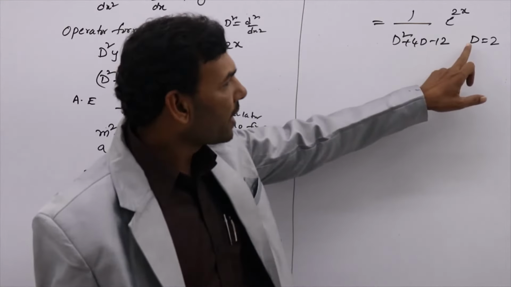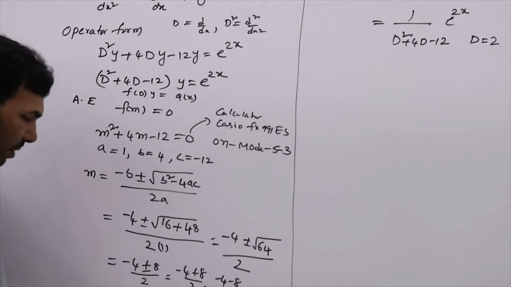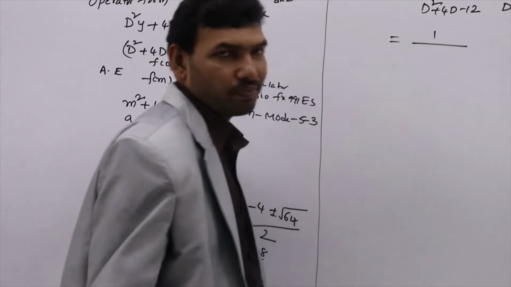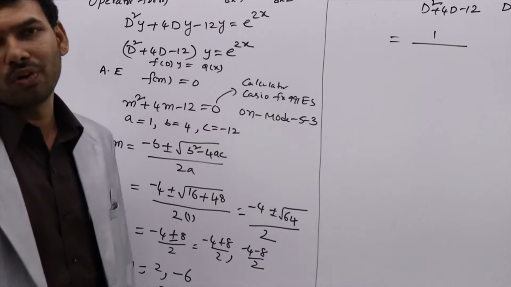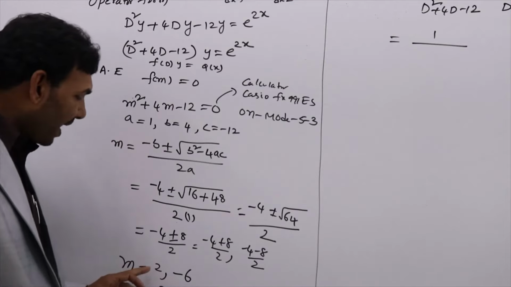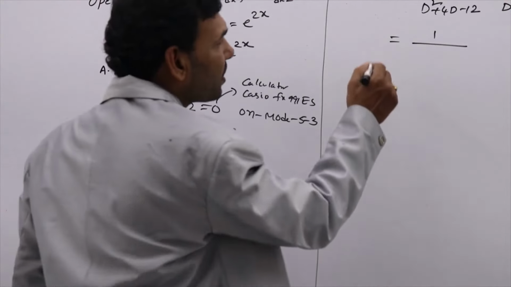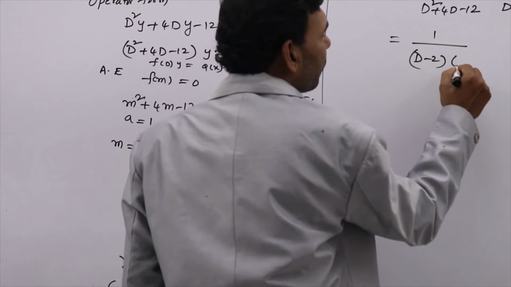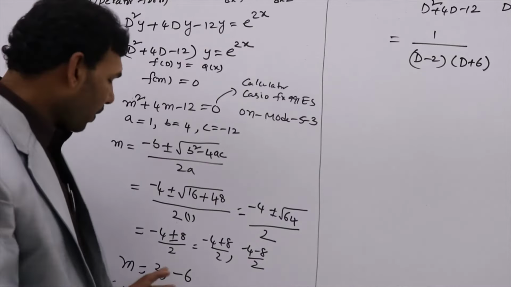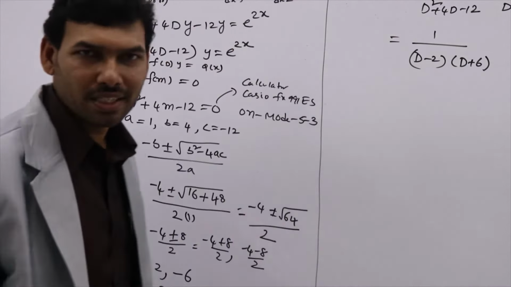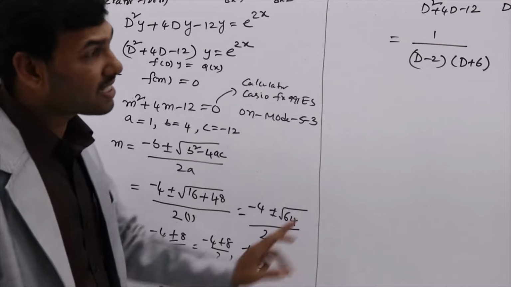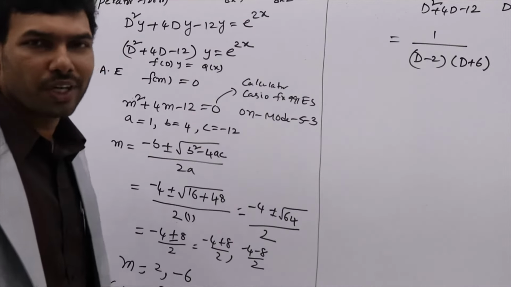Now we are having. I need to write in the place of d 2, but here I am having 2. So don't substitute. Write this one as factors. How to write factors? For that also not much difficult because we are having m values. If m values are 2 minus 6, then factors in terms of d minus 2 into d plus 6. 2 minus 6. If you have 2, 6, d minus 2, d minus 6. If you have 2, 3, d minus 2, d minus 3. If you have minus 2, minus 6, d plus 2, d plus 6. Like that you need to write.